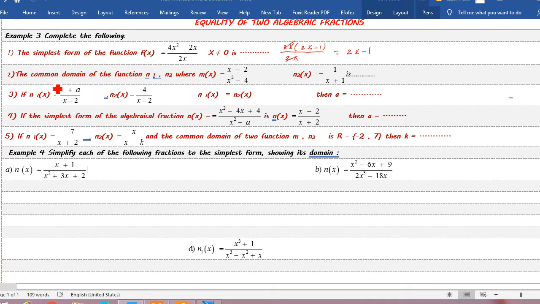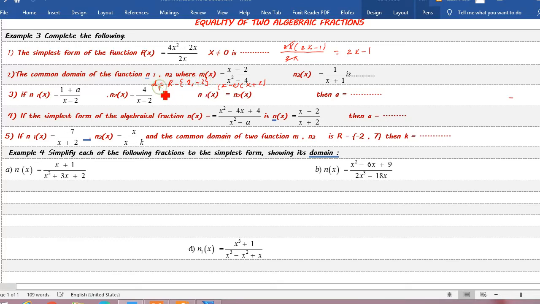Number 2: the common domain of the functions N1 and N2, where N1 of x equals x power 2 minus 2 over x power 2 minus 4. Make the factorization of the denominator, which equals x minus 2 times x plus 2. Then the domain equals R minus the difference 2 and negative 2.